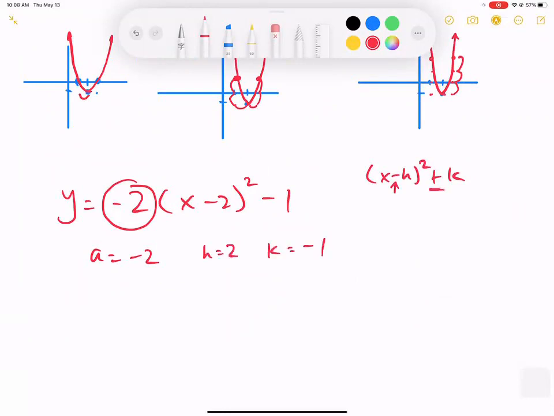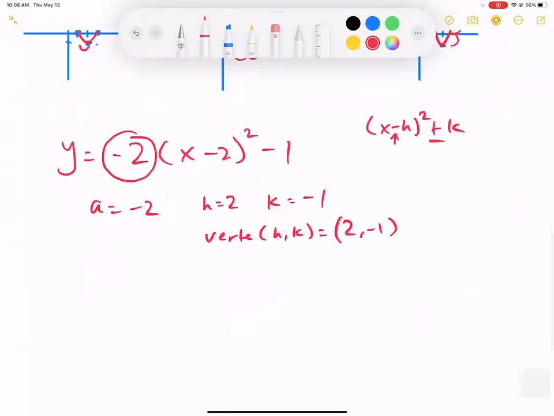So we're going to take that negative out with us. We're going to take our trash out. We're going to pack out what we bring in. Our vertex is made up of h and k, which is (2, -1). All right, so let's go ahead and graph it. Okay, 2, -1, put a dot.